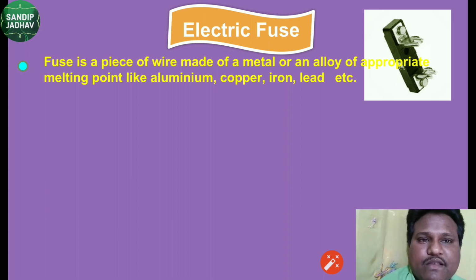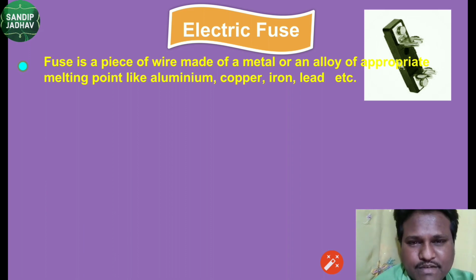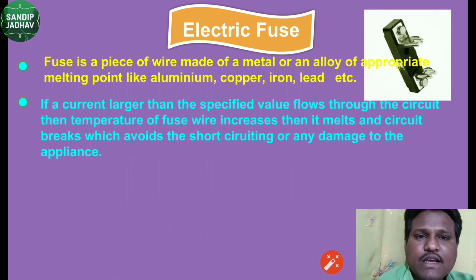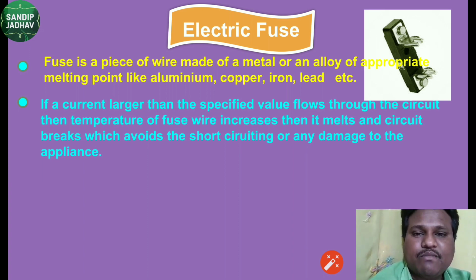So an electric fuse is a piece of wire made of metal or alloy of appropriate melting point, which can be aluminum, copper, iron, lead, etc. That depends on the amount of electric current that we can allow to pass through the circuit. If a larger current is there, what will happen? If that fuse does not break, the current will flow through the appliance and can damage it, or the wiring can catch fire. So there is a problem of short circuiting. To avoid this, an electric fuse is used.